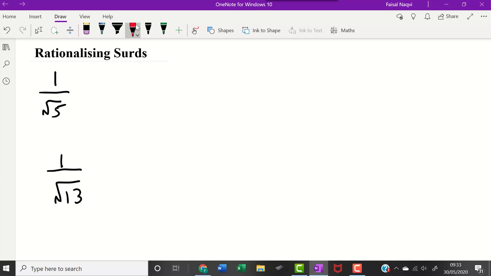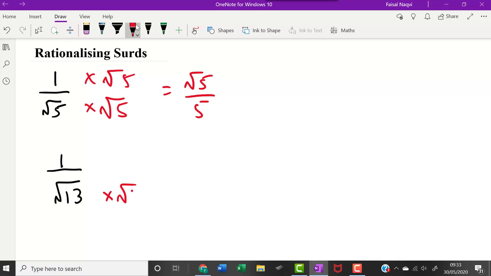Okay, for the first one, I've got 1 over root 5. To get rid of the root 5, to rationalise the root 5, I multiply by root 5. If I do that at the bottom, I must also do that at the top. If I expand that out, I've got root 5 over 5. In the second one, again, I multiply by root 13 at the bottom, and I must also do that to the numerator. 1 times root 13 is root 13, and root 13 times root 13 is 13.